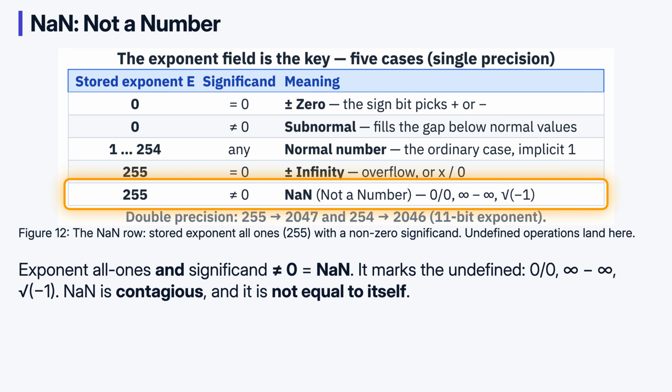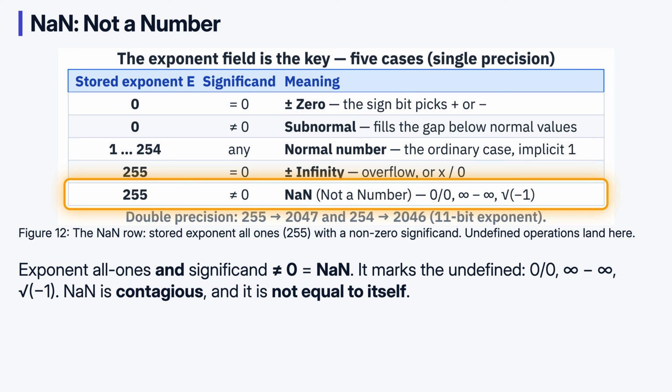Now the not a number row. It has the same all ones exponent as infinity, but this time the significand is non-zero. That combination is NaN, short for not a number. It marks a result that is undefined, not merely huge. 0 divided by 0, infinity minus infinity, the square root of minus 1. NaN has 2 famous properties.